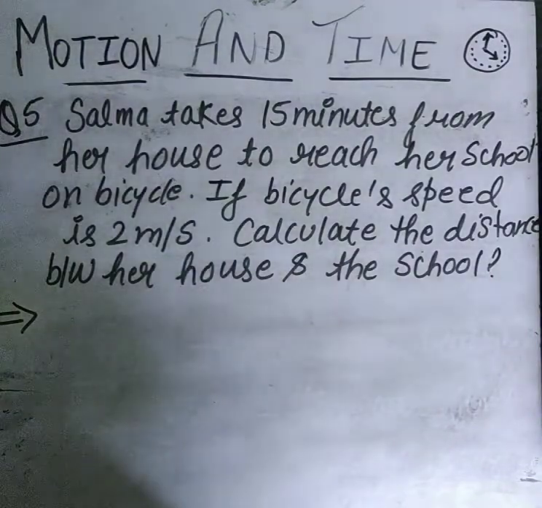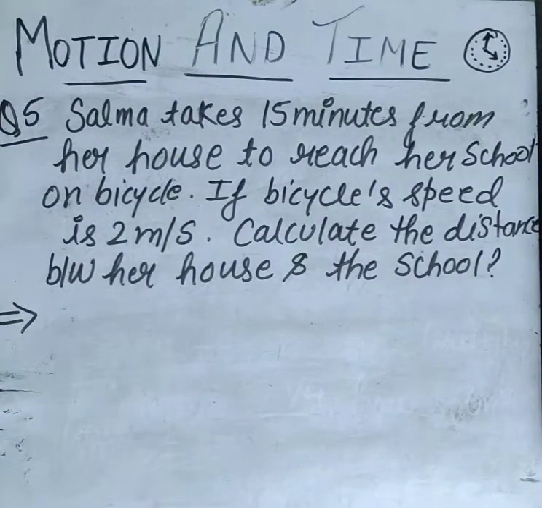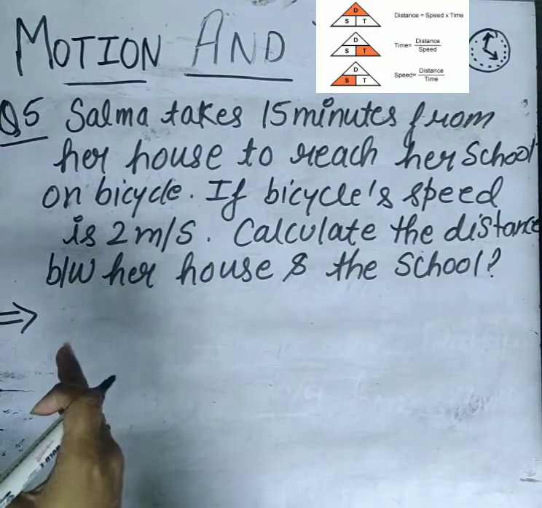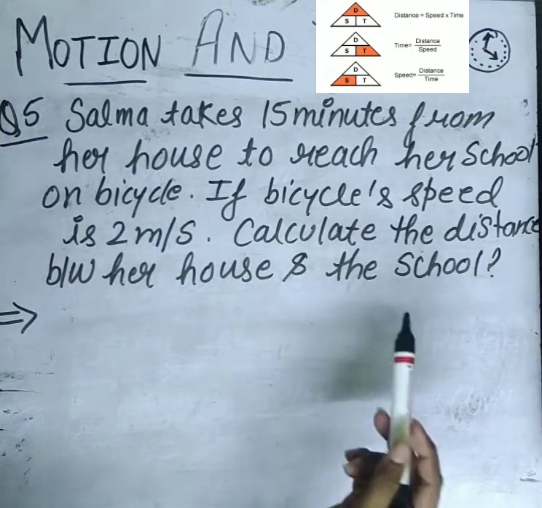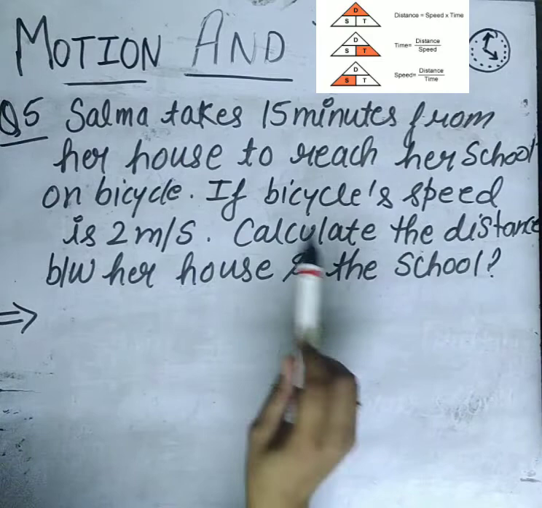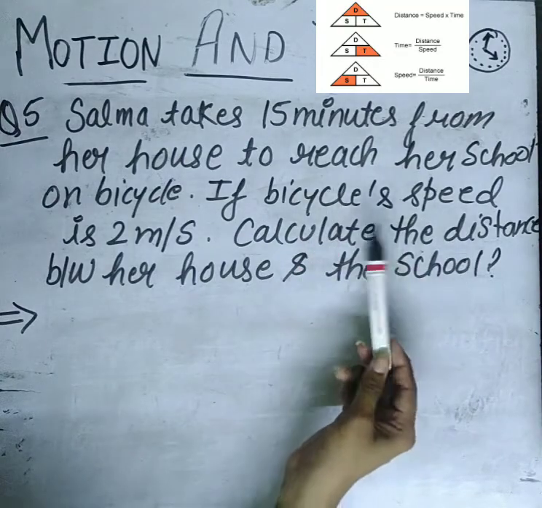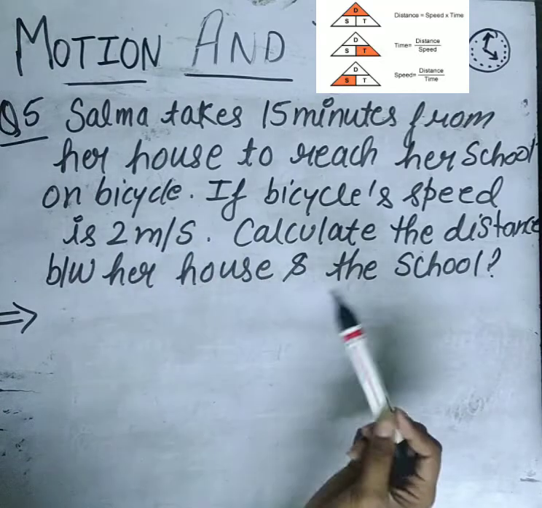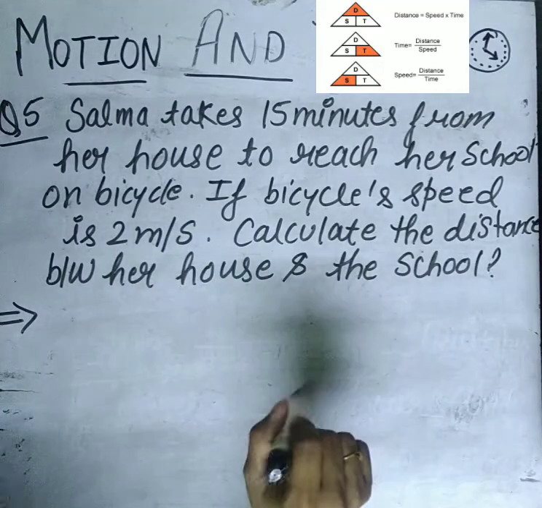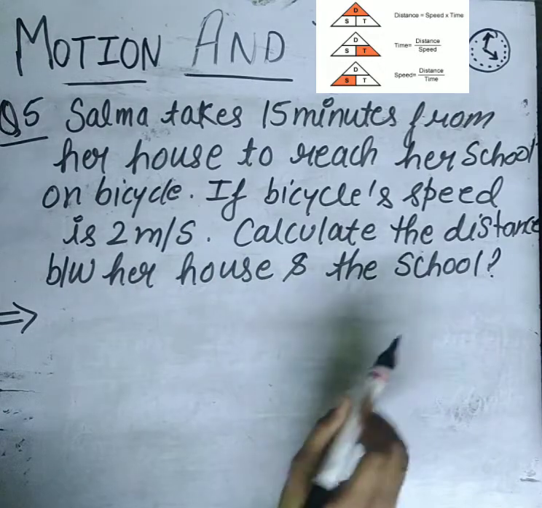Okay, so see this question. Here it is saying that there is a girl, Salma. She takes 15 minutes to reach her school. And what is she using? She is using a bicycle. Now, the speed of the bicycle is given to us, that is 2 meters per second. And we need to calculate the distance between her house and the school.